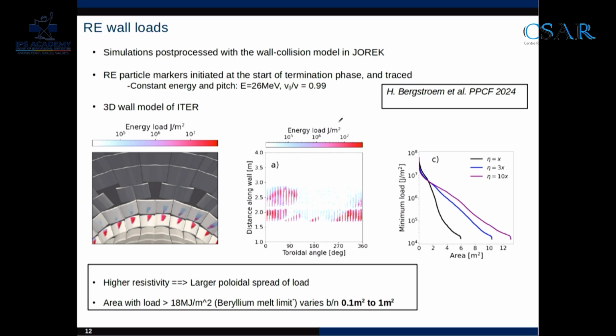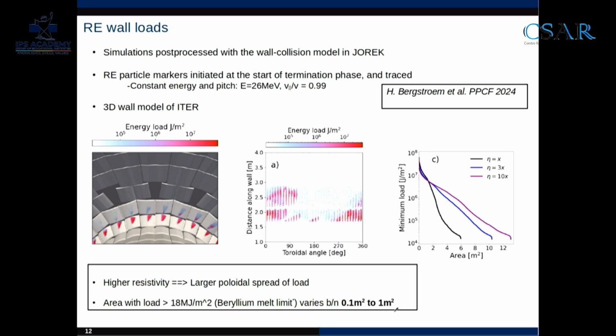What is observed in short is that at higher resistivity, the area over which the loads of the runaway electrons are getting onto the wall is increasing significantly, and that means the spread of runaway electrons is much larger. But nevertheless, even after all that, the area with a load greater than the beryllium limit of 18 megajoule per meter square, which is the melting limit for a beryllium wall, is still anywhere between 0.1 to 1 meter square. That means it is still not something really foolproof, so to say.